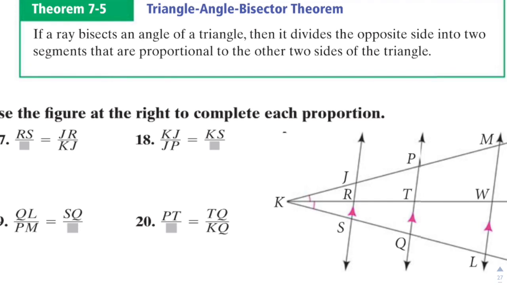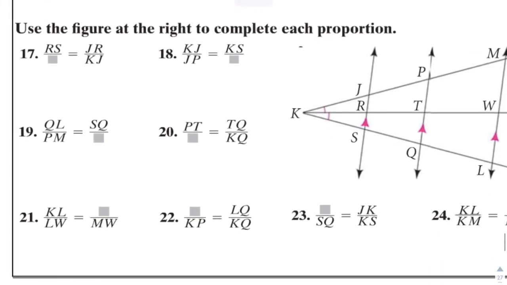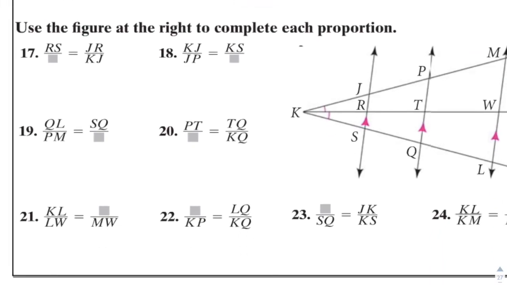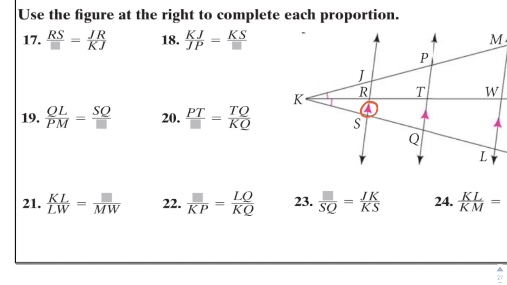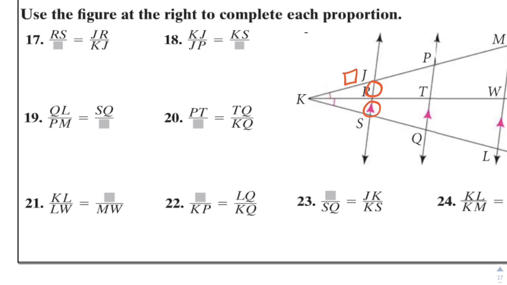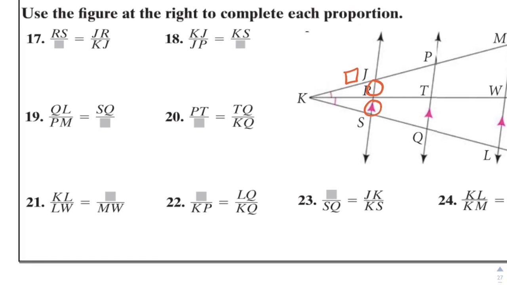Okay, cool. So let's look. Let's solve for each proportion here. In this case, I'm given RS. So this part right here, I'm given, and I need to know what it's proportional to. Well, I know that's proportional to JR and KJ. I hope you see this: RS is proportional to something that we don't know, but JR is proportional to KJ.